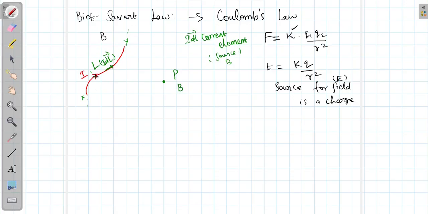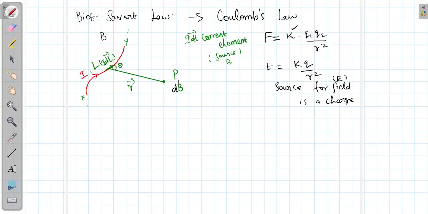At this particular point, the magnetic field due to this current element is given by the following. The distance between the current element and the point P is the position vector r, and the angle between the current element and the position vector is theta. So it is also essential. But in case of Coulomb's law, there is no angle dependence directly given. In Biot-Savart law, we have an angle dependence also.